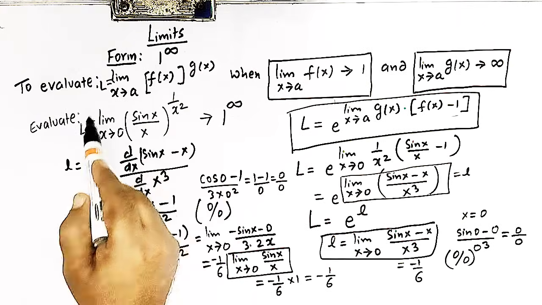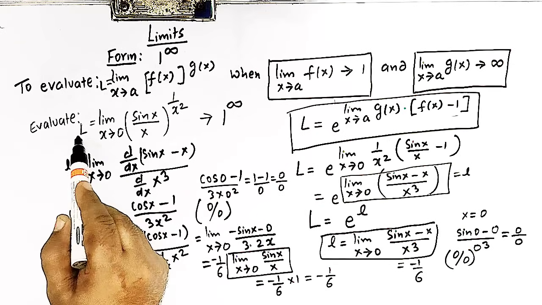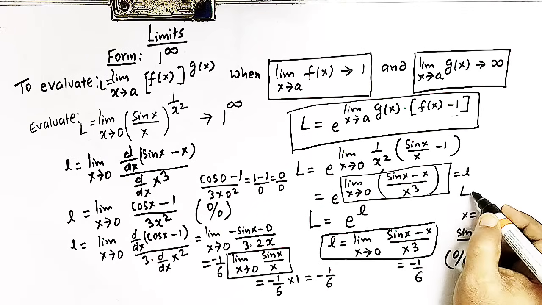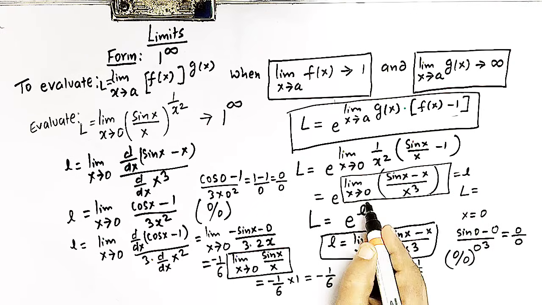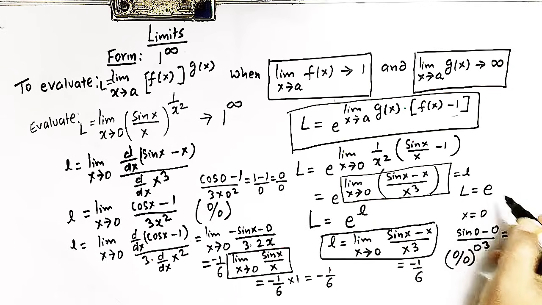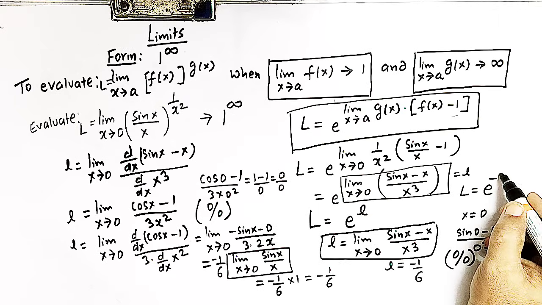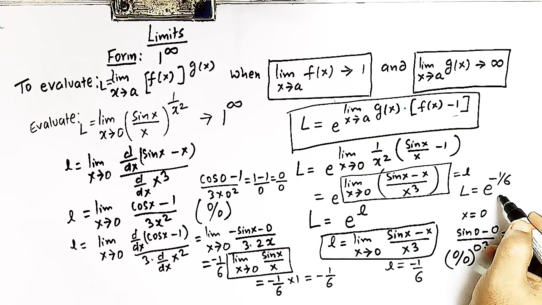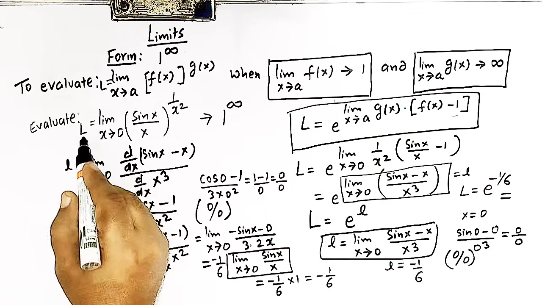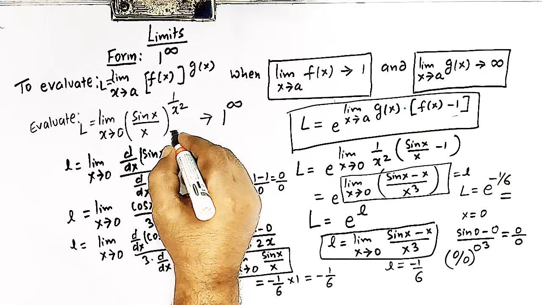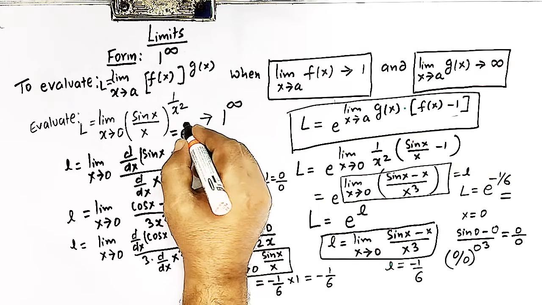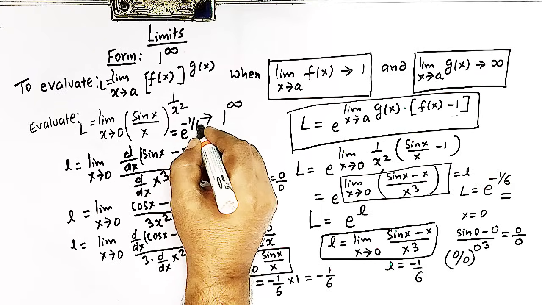So the value of this limit, which is capital L, is given by e raised to small l. We have the value of small l as minus 1 over 6. So the value of this limit is equal to e raised to minus 1 over 6.